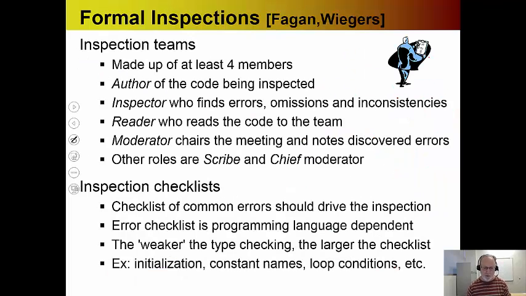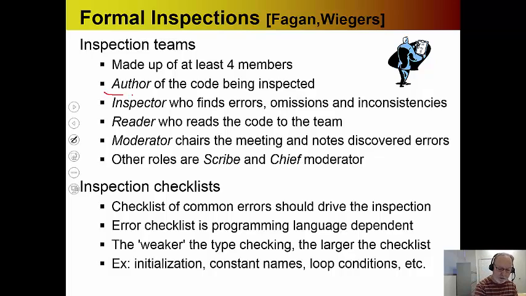Okay. So the first example is a summary. It's in Wiegers, but it's really credited to Fagan in the IBM Systems Journal way back in '76. That talks about a formal inspection. So this is the most formal side of our spectrum. First, it talks about the nature of the team. The team has to have at least 4 members, and they have defined roles.